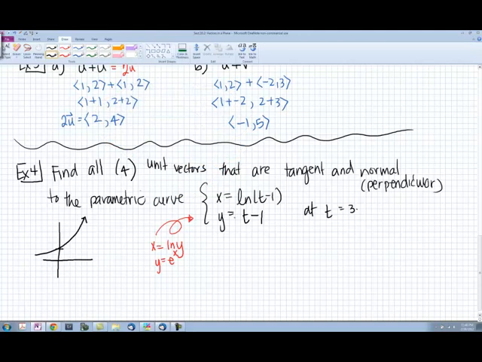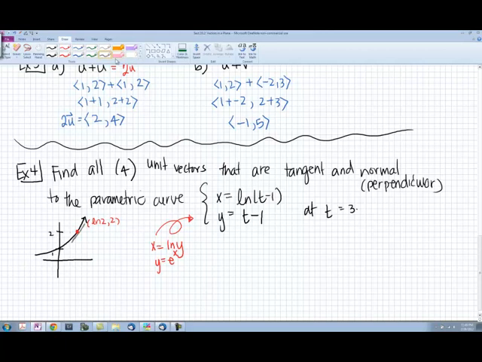Now when t equals 3, we have ln of 2 as our x value, and our y value is going to be 2. So now this isn't going to be perfect, but I'm going to approximate it. So this is 1 and 2. So that means we're at this point right here, which happens to be ln of 2 comma 2. But I want to know what the unit vectors are that are tangent to this point.